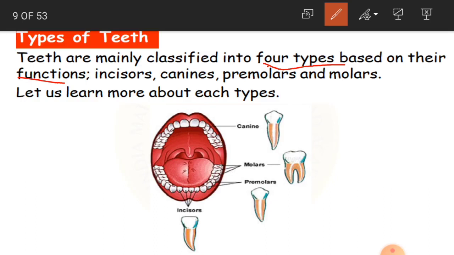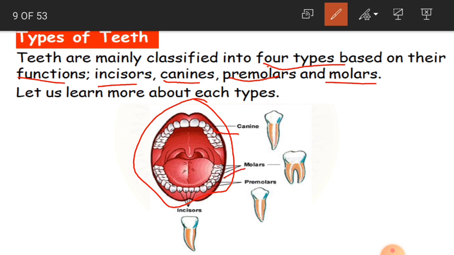Okay, children. So, what are the four types? They are incisors, canines, premolars, and molars. Are you able to see here in the picture all the teeth together? The side teeth are canines, and the back teeth are molars, and towards the front to the back, they are premolars, and the front teeth are called incisors.